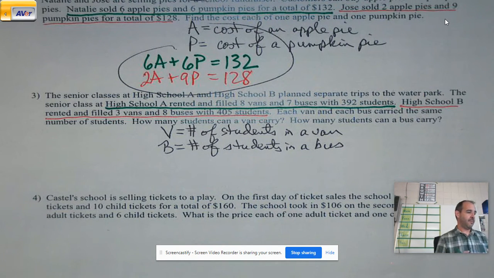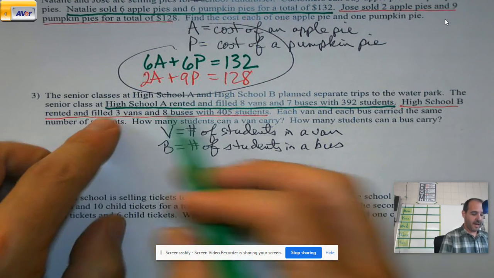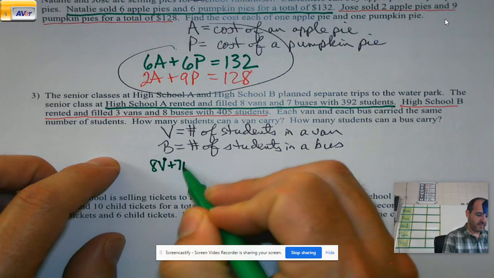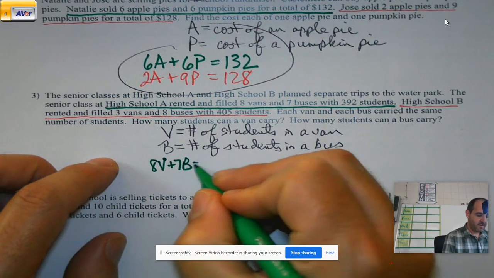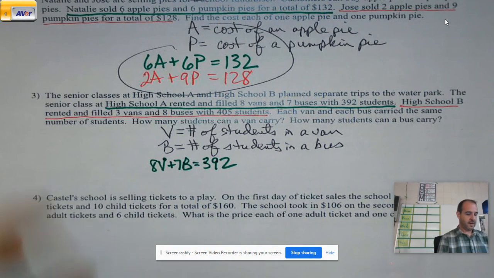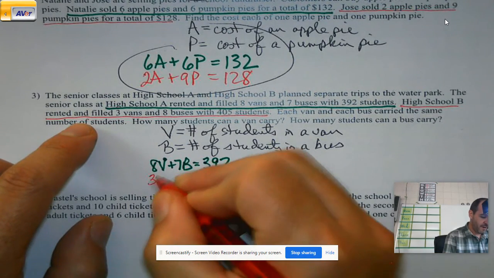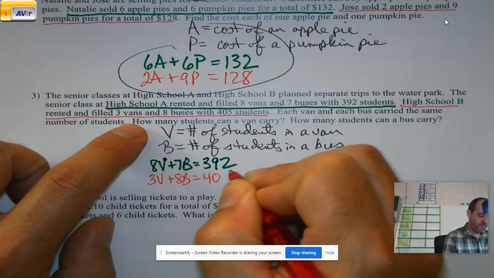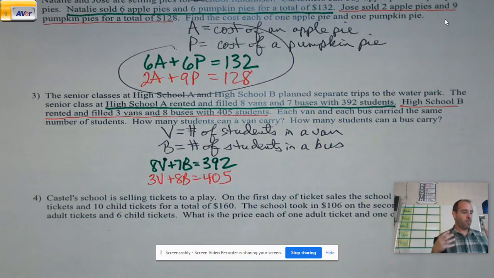That's going to be the biggest thing, making sure that we get those labels correct. And so we go back again: high school A, 8 vans, 7 buses, 392 students. High school B, 3 vans, 8 buses, 405. Now again, I know I said we're mainly just doing setup.